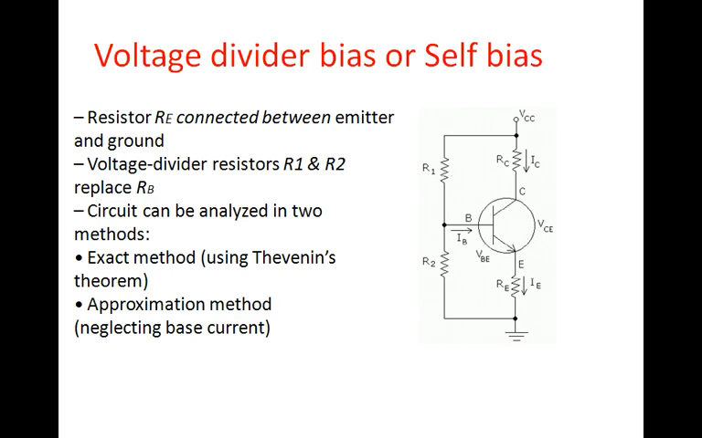Come to self bias or voltage divider bias. Here RE is connected between emitter and ground, and R1 and R2 are the potential divider or voltage divider resistors. Here two methods are there, one is the exact method and the other is approximate analysis. In the exact method we are using Thevenin's theorem. In approximate analysis we are neglecting the base current, IB is approximately equal to 0. We are taking that as an approximation.